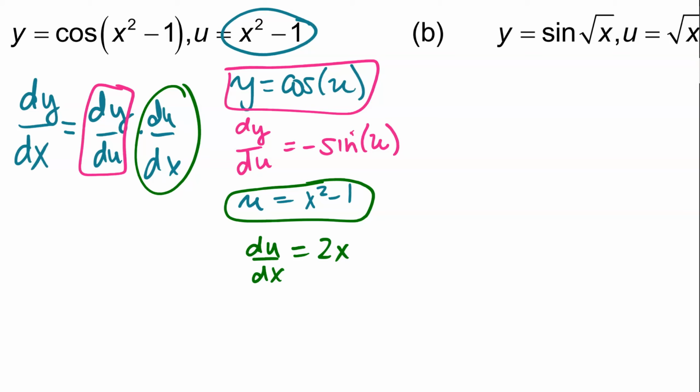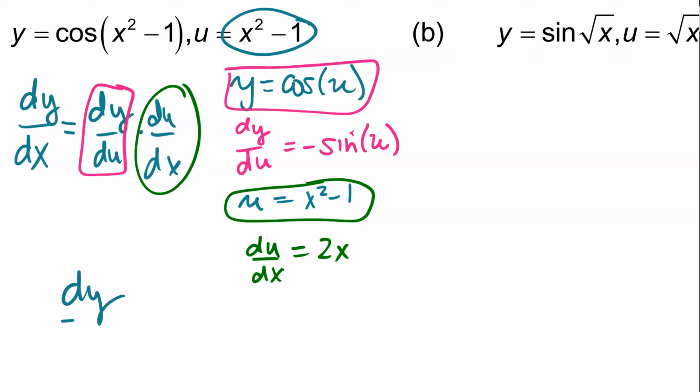Okay, so question, if I have dy/du times du/dx, what happens with du? It cancels out, and that's why it's equal to dy/dx. So if I take this and multiply by here, I have my answer. I take negative sine of u times 2x, but wait, I should probably plug x squared minus 1 back in for u.